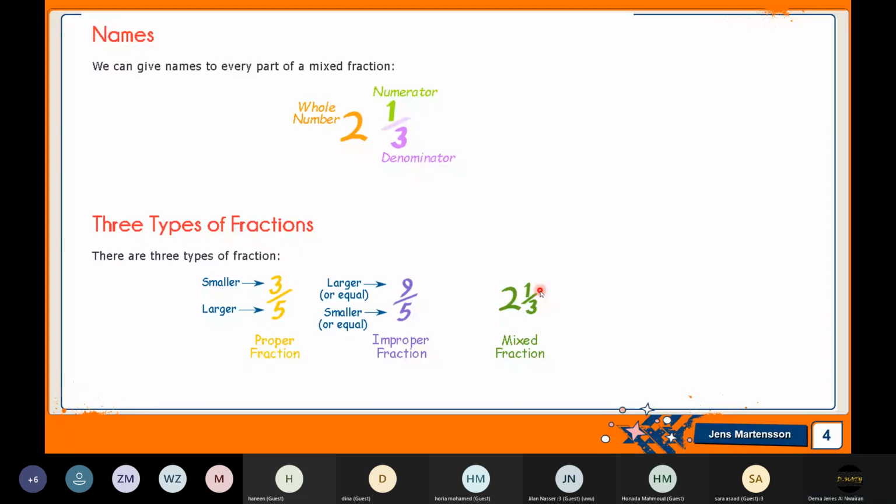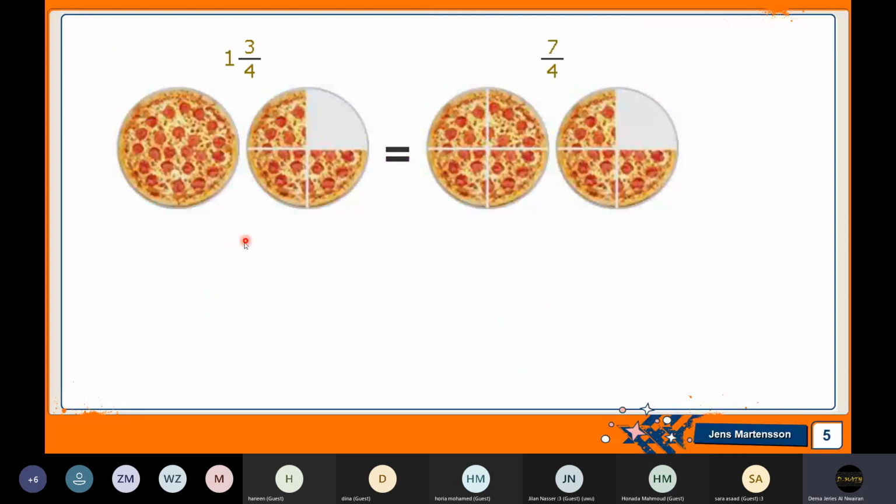Now, how can I present it to you? Yes? But if it is equal, like 9 out of 9, and 9 is shaded, it will not be proper. You have 9, and you shaded 9, it will be 1. 1 out of 1, 2 out of 2, 3 out of 3, 4 out of 4, 5 out of 5, all of them, they are 1.